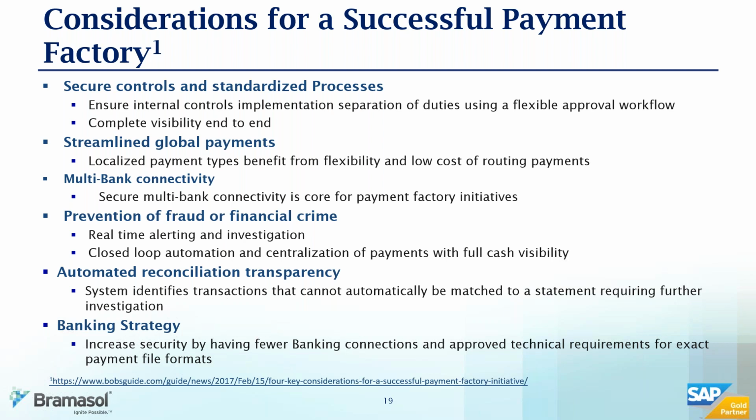One is securing your controls and standardization of your processing, to make sure your internal controls are implemented properly with the proper separation of duties and approvals, as well as having a flexible workflow, in case you have to have different levels of approvals based on the size of your company, and of course ensuring that you have visibility end to end. I think it's really important to streamline your global payments, and then you can actually reduce some of the cost of routing those payments.